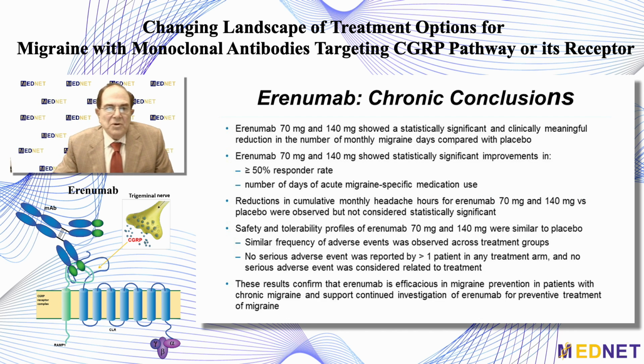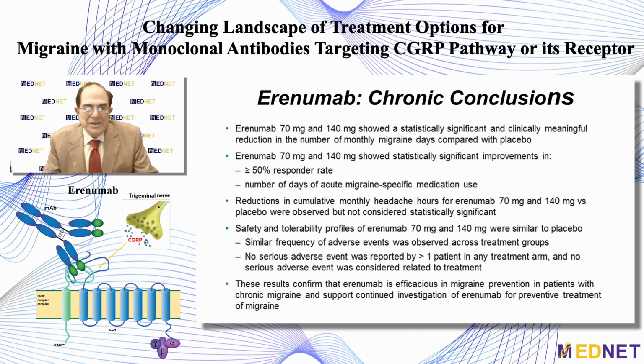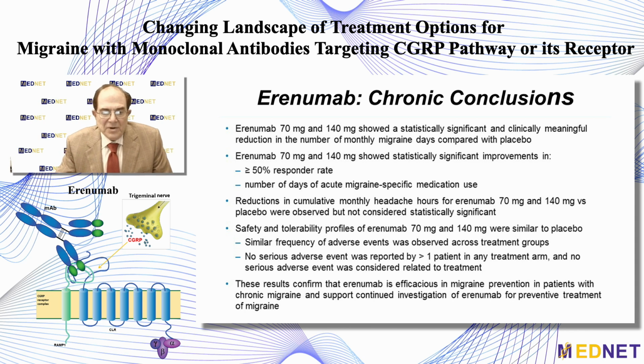The conclusions were both doses worked, both had a significant improvement in 50% responder rates, and they were safe and tolerable, and the adverse events were similar to placebo. Again, showing that Erenumab is effective in migraine prevention in chronic migraine.